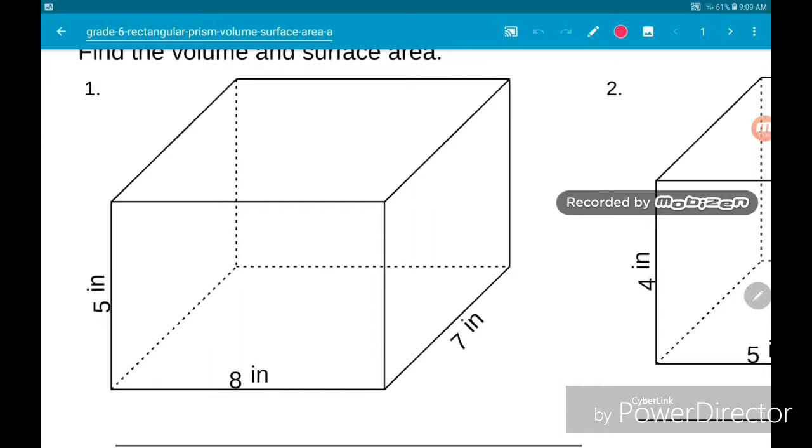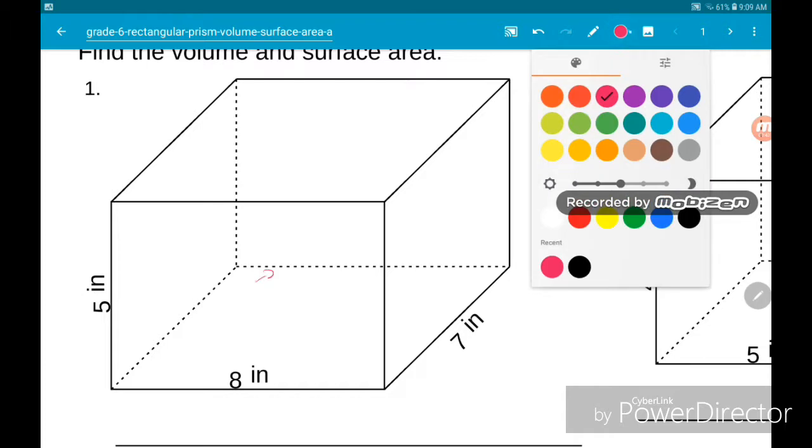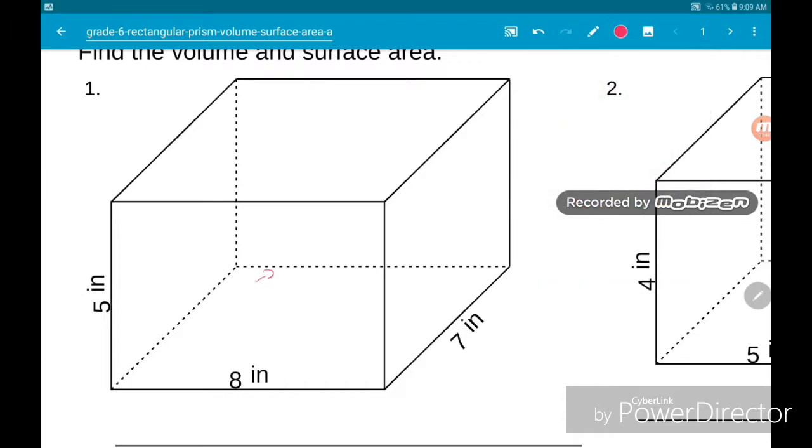There you go. Okay, that's the first box. If you notice, the box has dashed lines in the back. The dashed lines in the back represent the back of the box that you can't see from the front, but you know it's in the back.